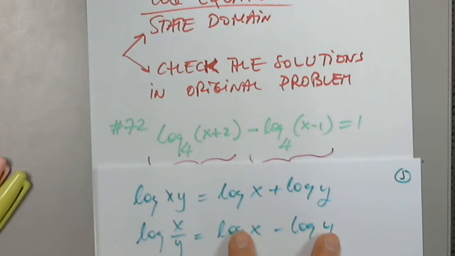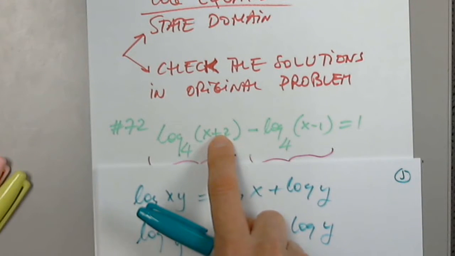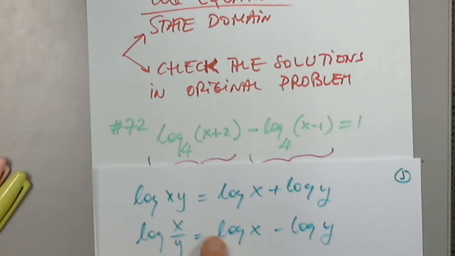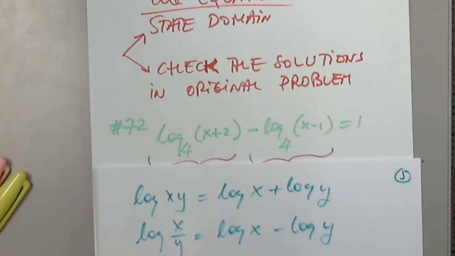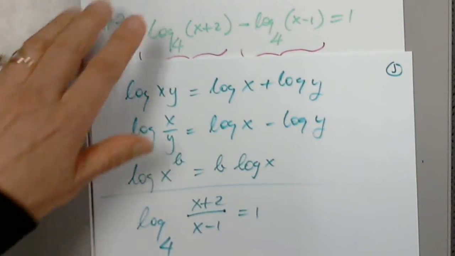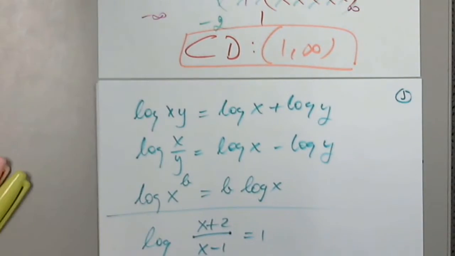So I have the difference here. And all I have to do is copy log base 4. The top is this one because it has positive in front. And the bottom is coming from the second one because it has minus in front. Is this clear? Yes. Okay, perfect.